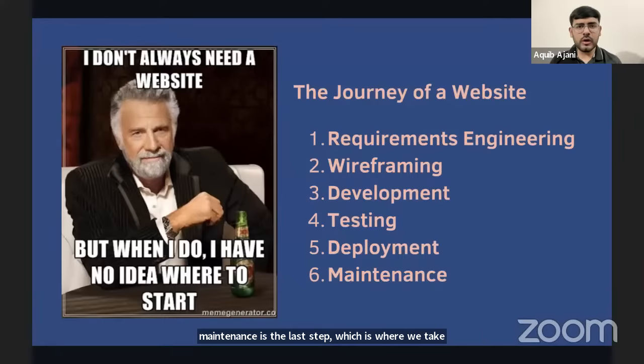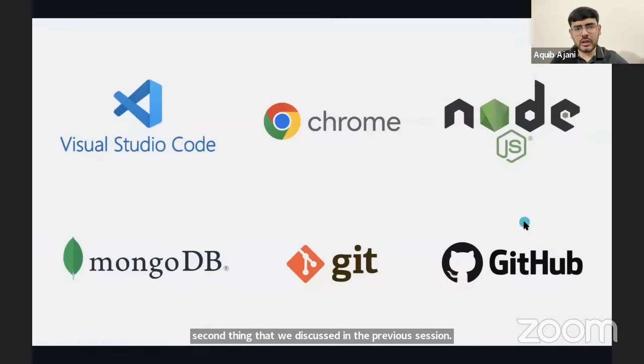So this could include bug fixes. It could include adding new features. Everything that happens after something goes live, that is what we have as maintenance, right? So this is the second thing that we discussed in the previous session. And finally, the third thing was a list of tools that we need, right?